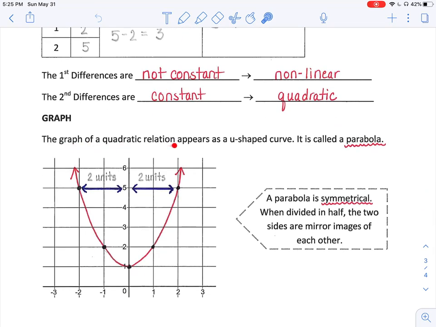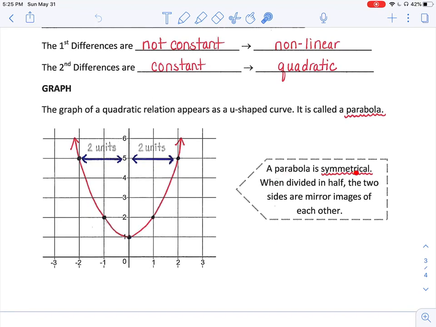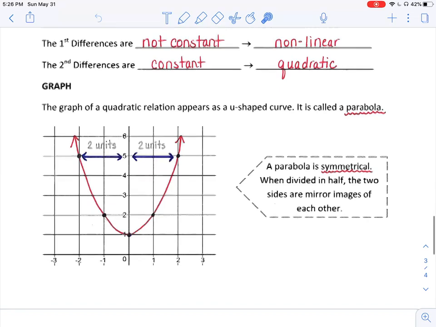The graph of a quadratic relation appears as a U-shaped curve, and this is called a parabola. A parabola is symmetrical. When divided in half, the two sides are mirror images of each other. You can see that here. It looks like the letter U, and each point is symmetrical to the other. If I look at just the right side here, at this point of 2 and 5, from the x-axis, it's 2 units over. But when I take the negative 2 and I square it, I end up getting the same on this side. So the parabola is symmetrical because the sides are mirroring each other.